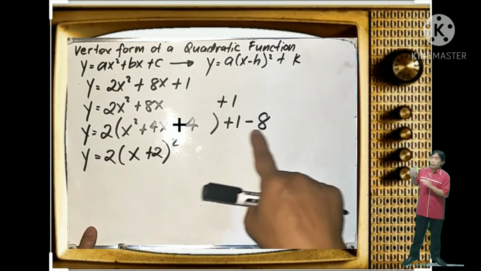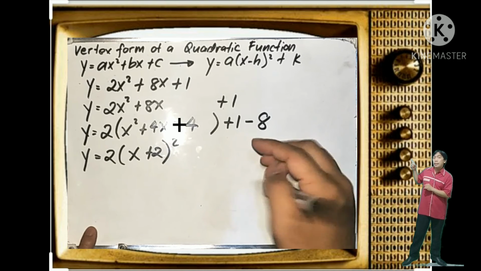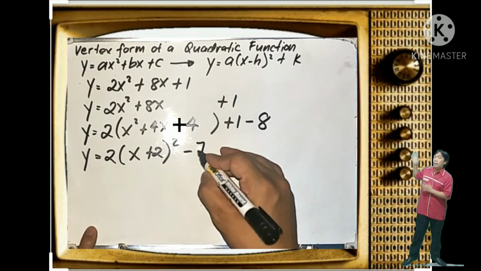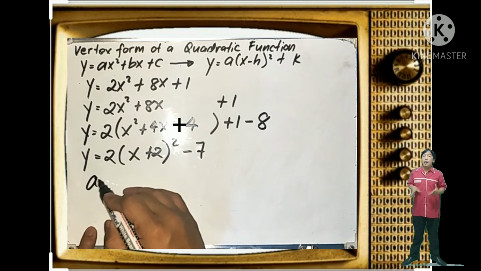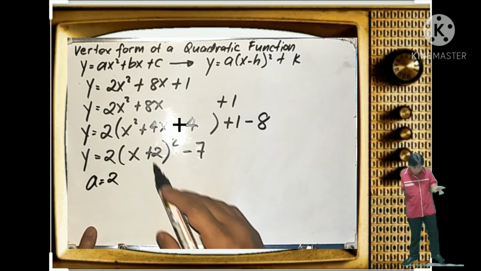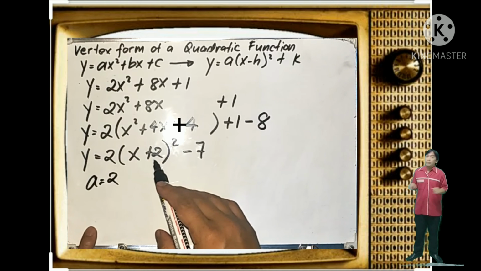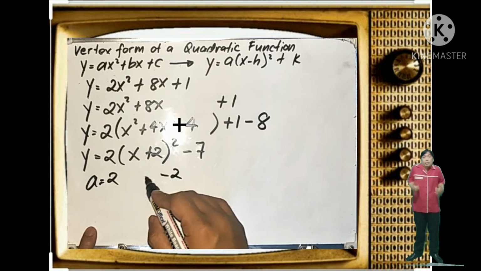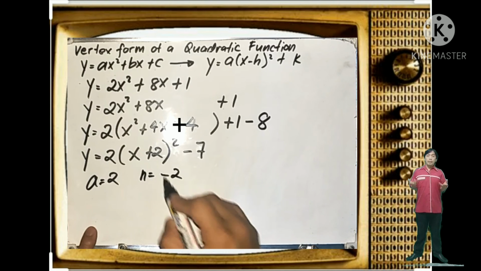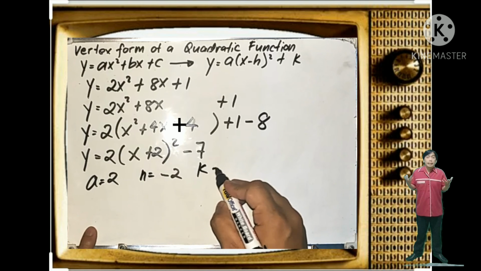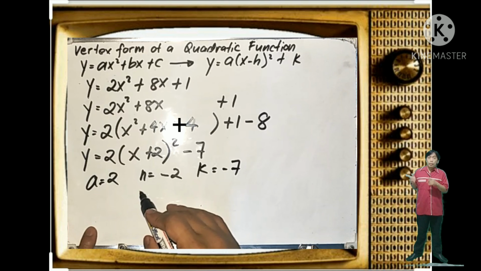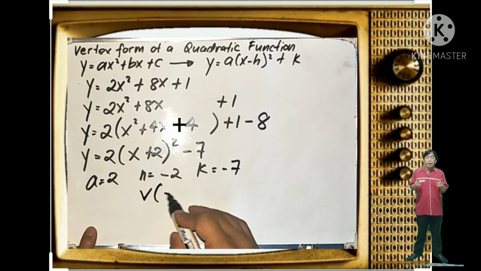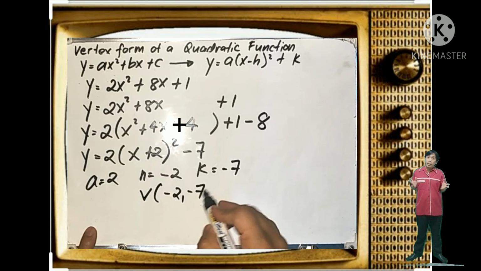Okay, let's solve for this one. 1 minus 8, the answer is negative 7. So we have here a number, that is our a, which is positive 2. And here, the opposite sign of this is negative 2, so that is our h. Then our k, we will just copy this one, negative 7. So we have the vertex, the coordinates are negative 2 and negative 7.